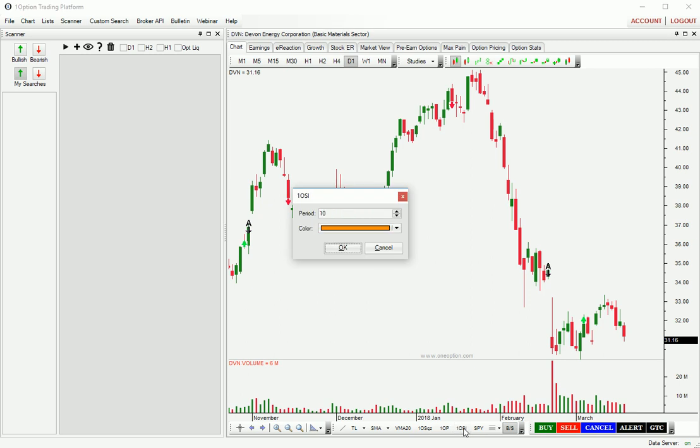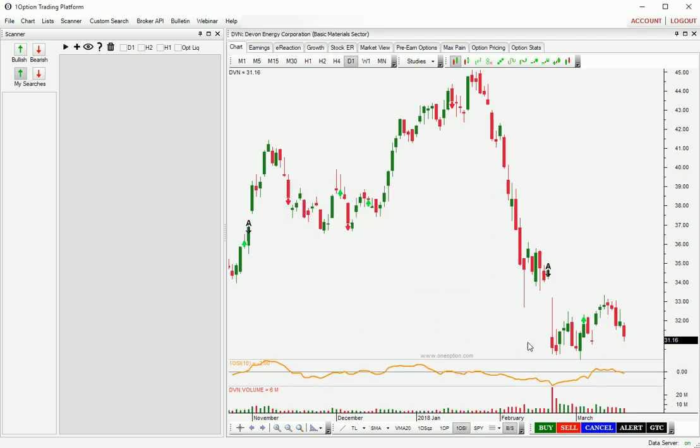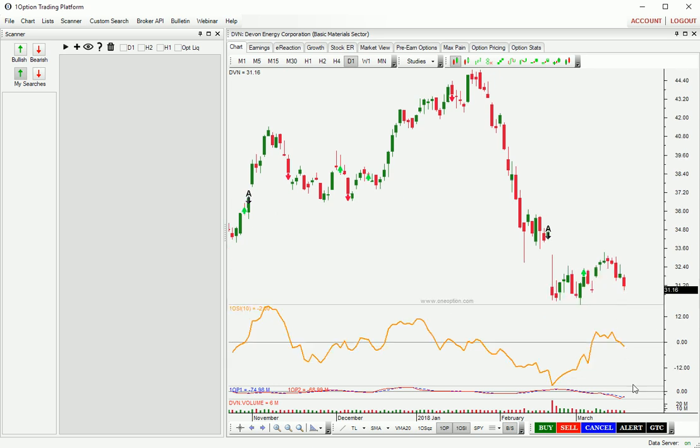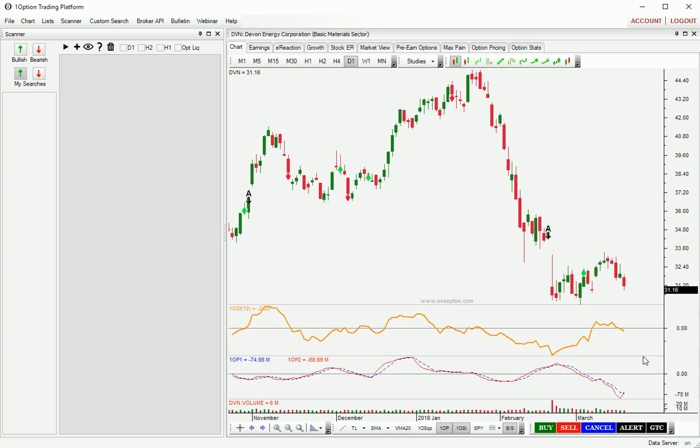Let's also see if the stock has relative strength. So we'll click on 1OSI. You can see it's right around the 0 mark, so it's been relatively strong compared to the SPY. And then we're also going to put up my pressure indicator. And here we can see that, yes, there's been some very, very heavy selling pressure built up, but the stock has been able to tread water. So this is a good sign.